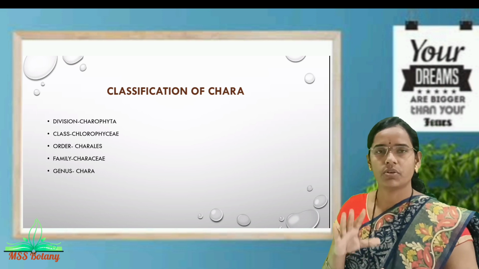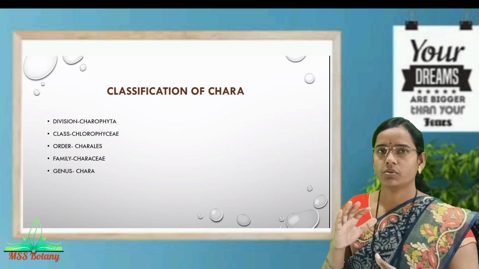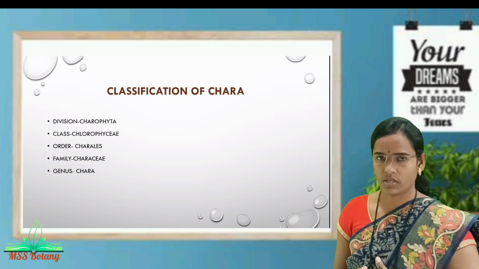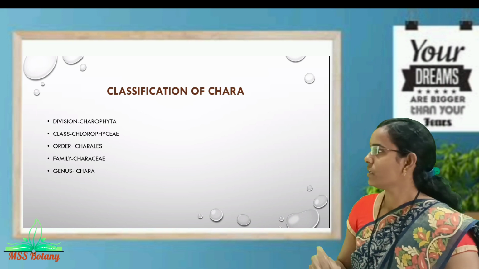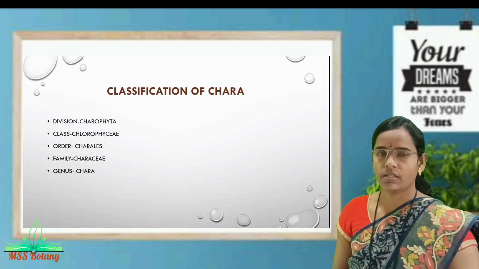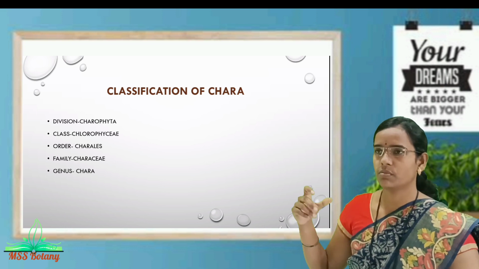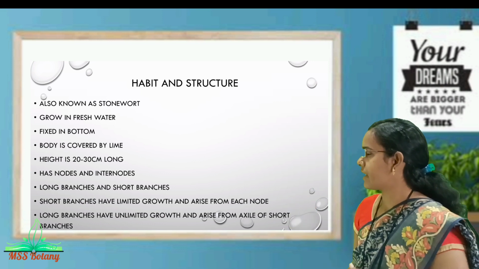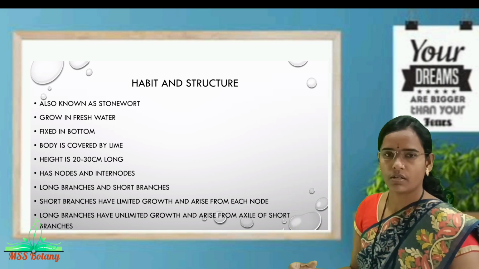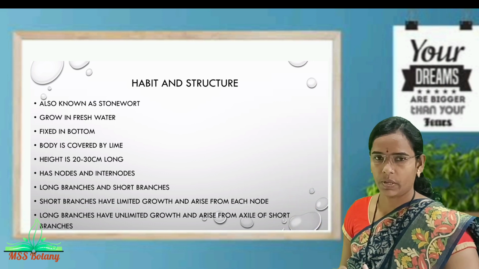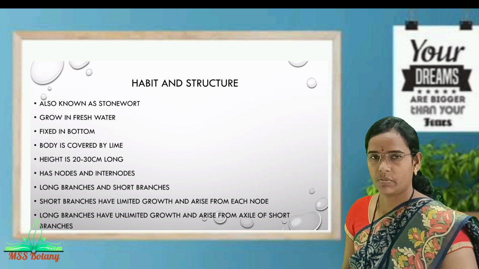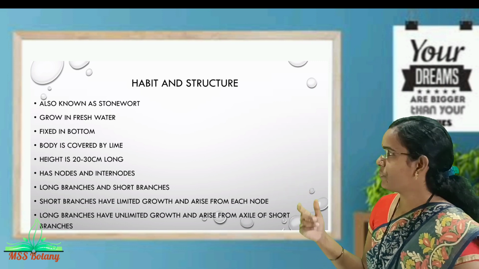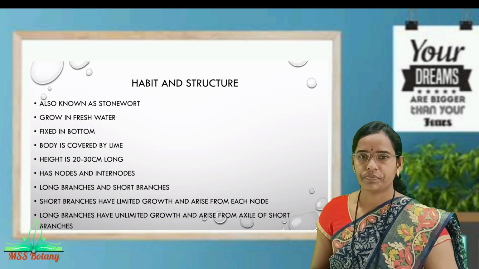When we want to see some information related to an alga, we have to first see the systematic position of that plant. This is the most important. Then we have to see its characteristic features, that is, its general account. What is the habit of that plant? What is the structure of that plant? So we will see Chara and its structure.